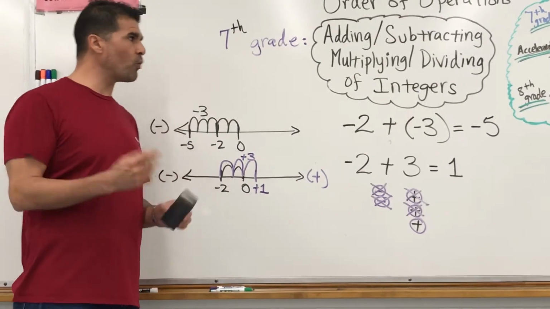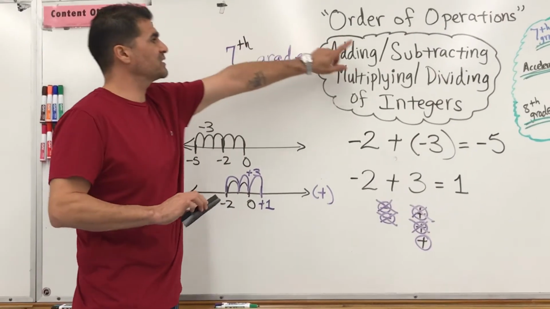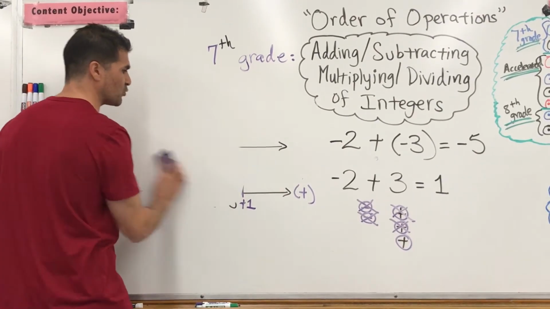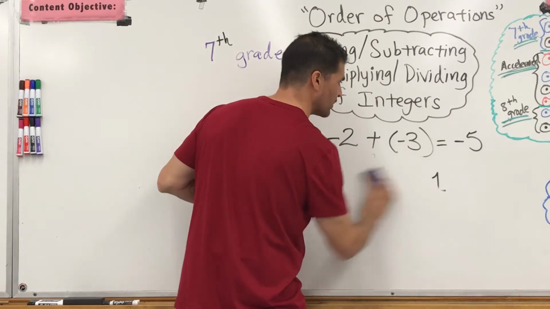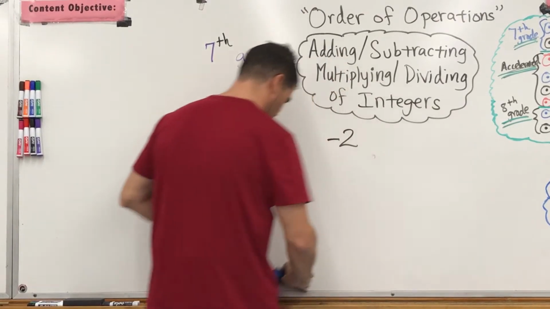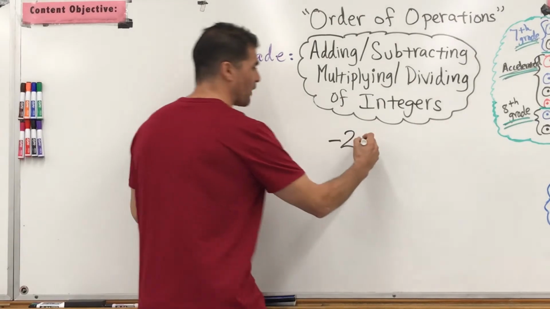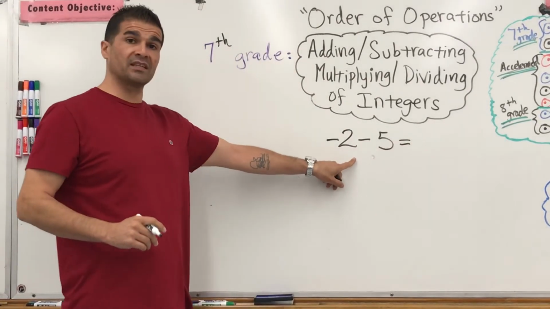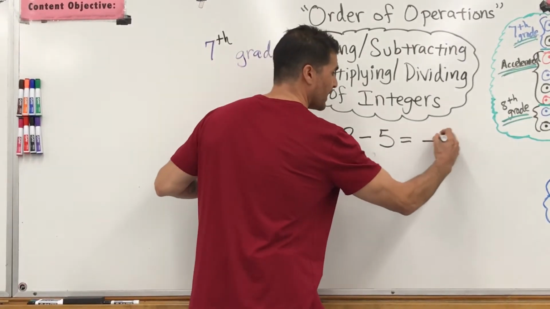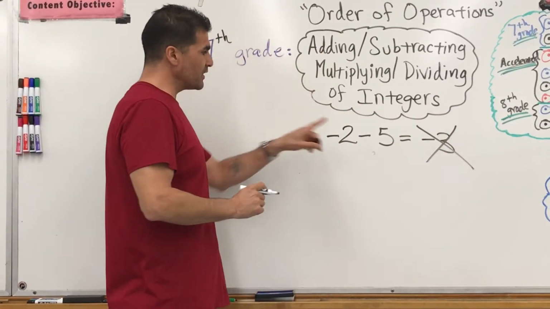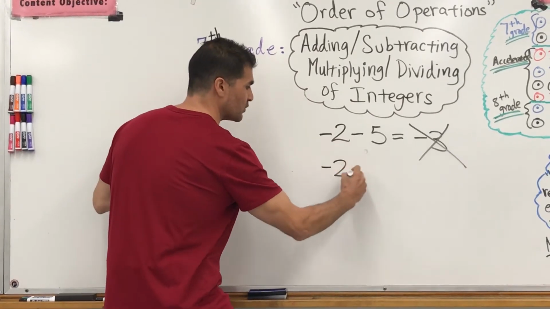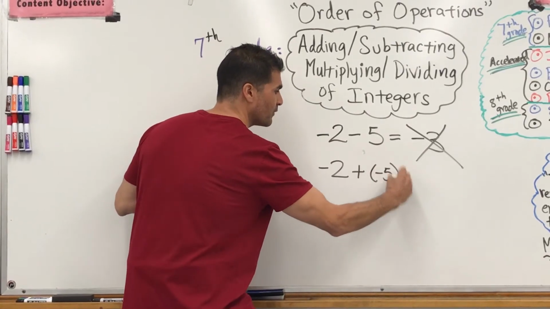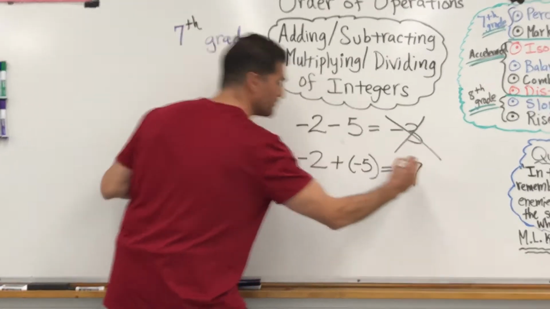Well, I want to go over one special rule when you're subtracting positive and negative numbers. This is the one that a lot of people have trouble with. Let's say that I put -2, and I'm going to subtract 5. A lot of people will say that this is equal to -3. This is not equal to -3. This is actually like putting -2, and then plus -5. This is actually going to be equal to -7.